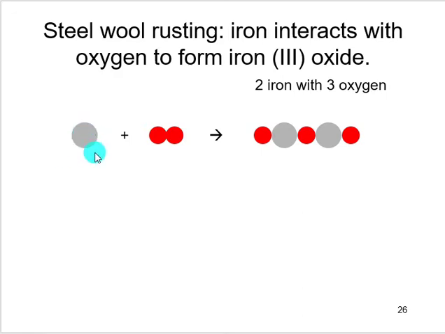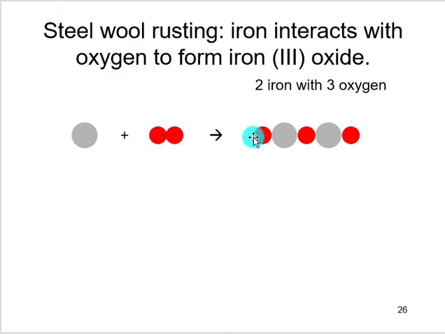Now, why did I choose one circle? Because iron is a monatomic type of element. It's not one of the diatomics. This is representing oxygen, and I know that because oxygen is a diatomic element, as I found on my element list, so I have to put 2 of them together.